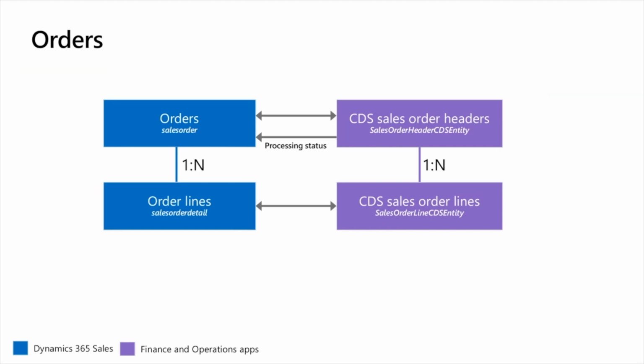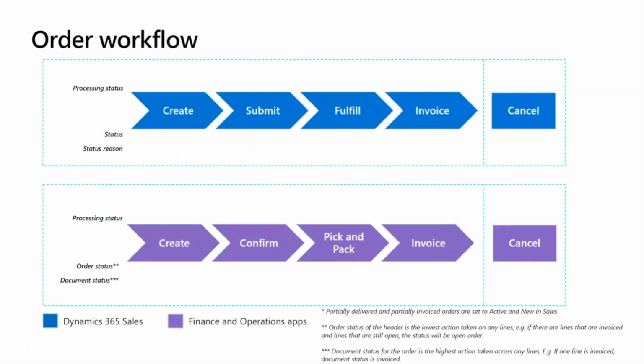With the exception of, I should say, processing status. So this is as the order goes through the different states, through that confirmation, picking, packing, invoicing. There's processing status that is pushed from finance and operations through to sales. And this is what I'll go into now, a little bit about the state changes from an order workflow perspective.